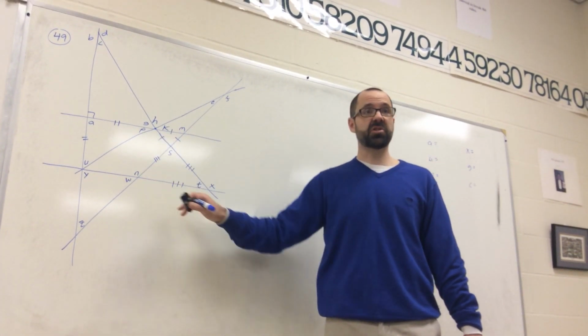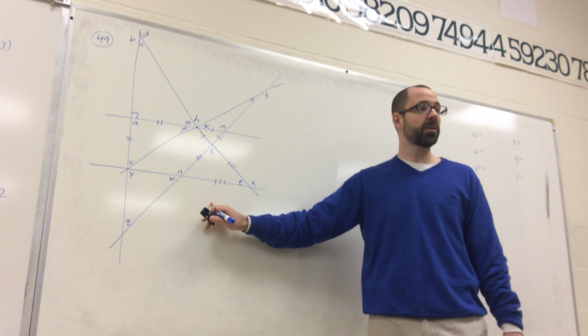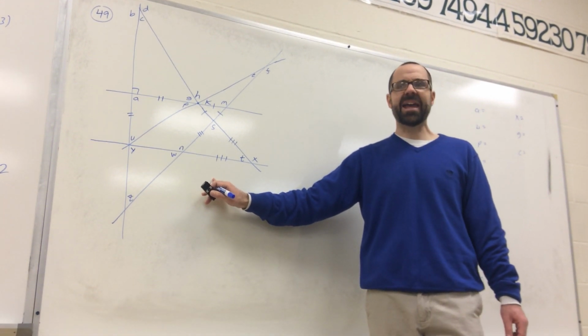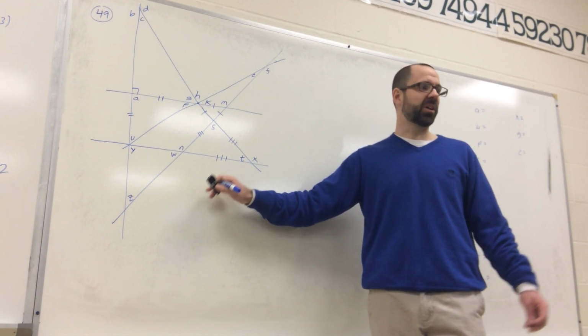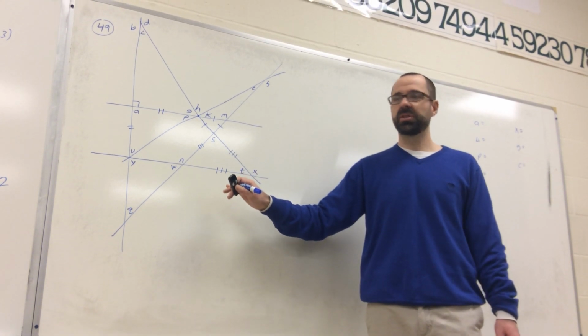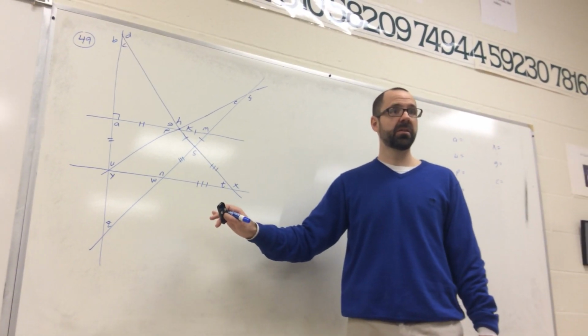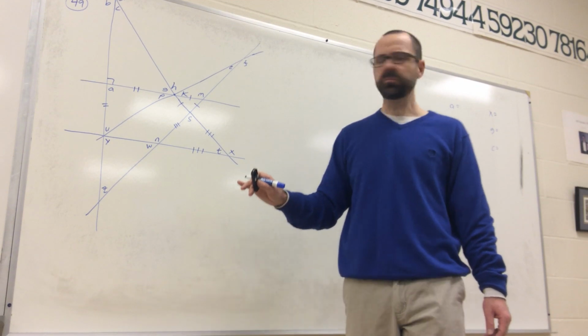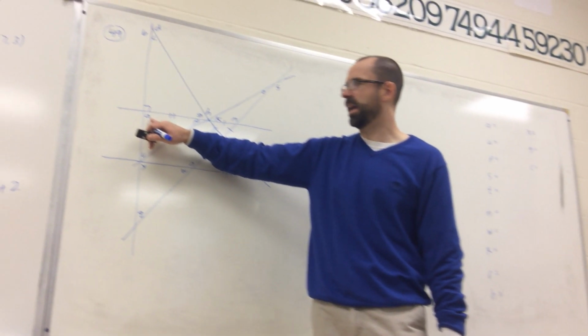So here's the picture on number 49. And remember we called this an angle chase. So we're going to keep trying to find different letters as we go around. Okay, so let's try to find out A first.